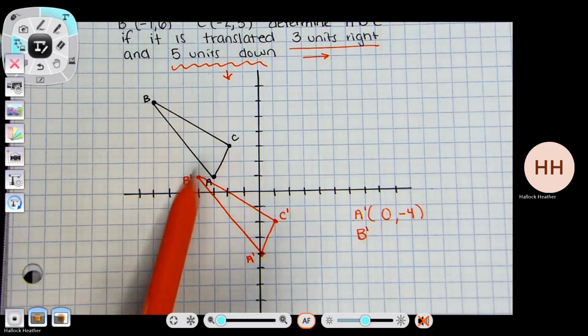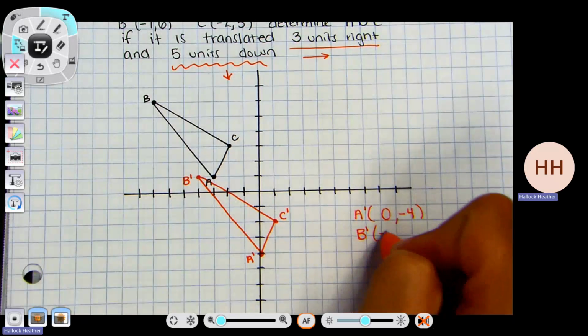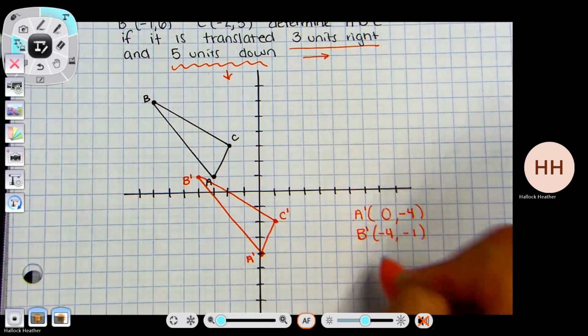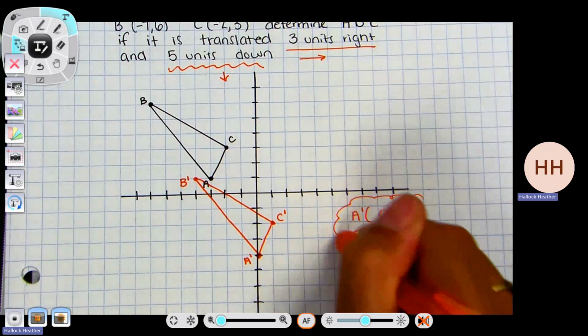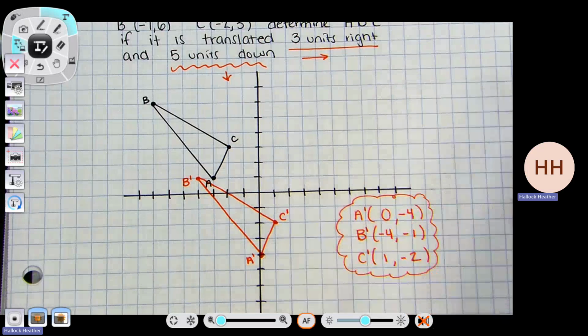So -4, -1. And then C prime, 1, -2. So these are your answers. And then most of the time they'll have you type them out for the EOC.